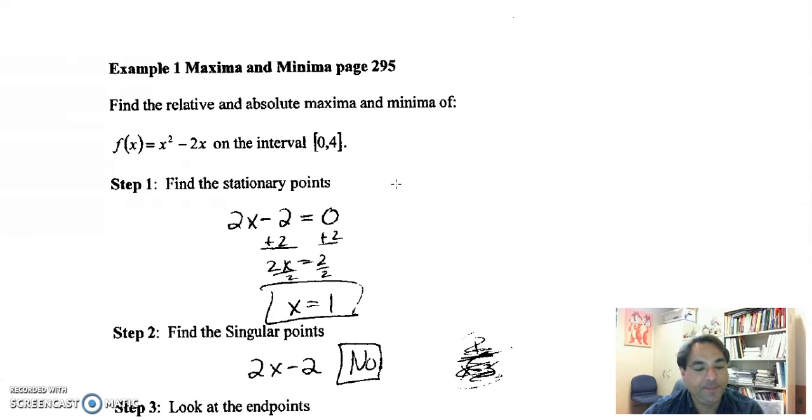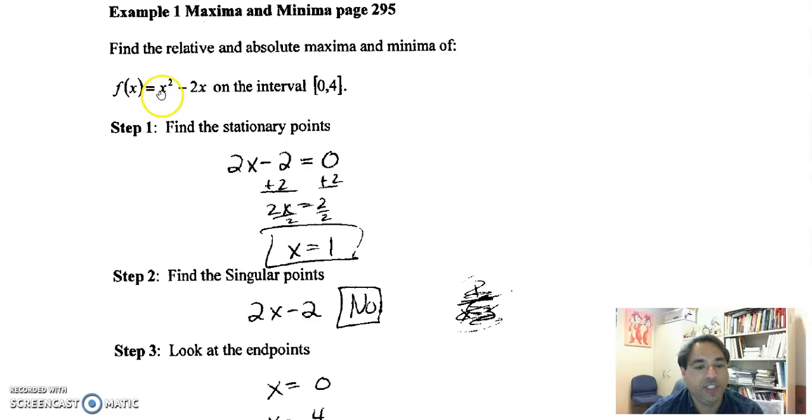Okay, we'll do one example. If we had the function x squared minus 2x from 0 to 4, and I wanted to find the max and the min, well, to find stationary, you take the derivative, set equal to 0. The derivative of x squared minus 2x would be 2x minus 2. Set it equal to 0, add 2 to both sides. 2x equals 2, divide by 2, x equals 1. There's a possible stationary at 1.